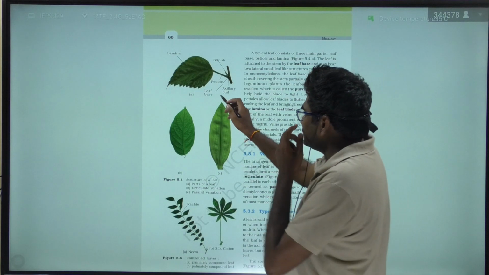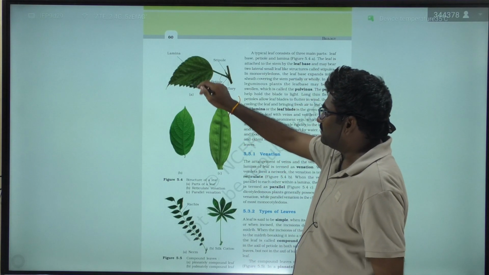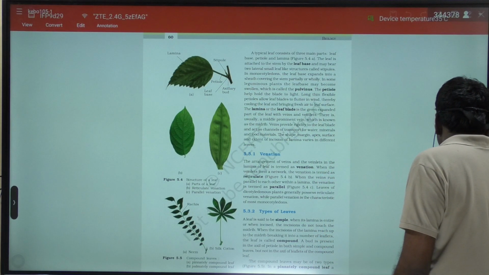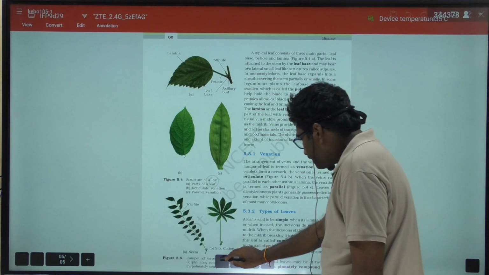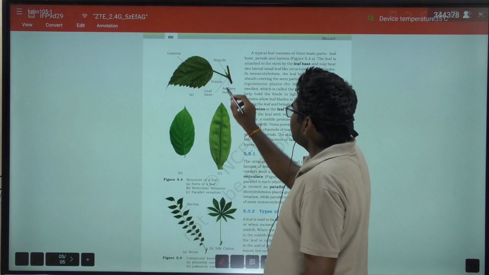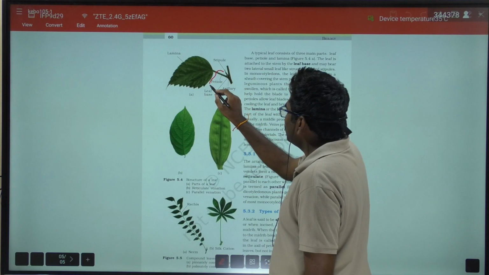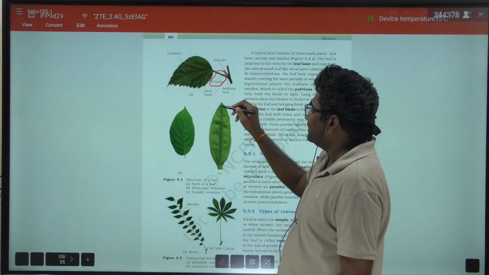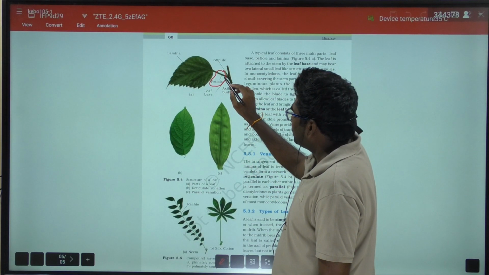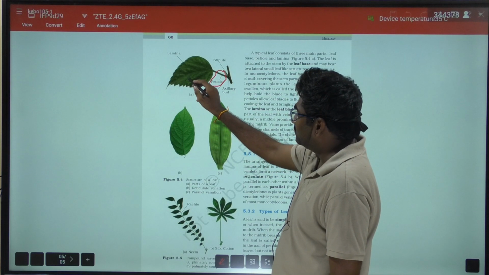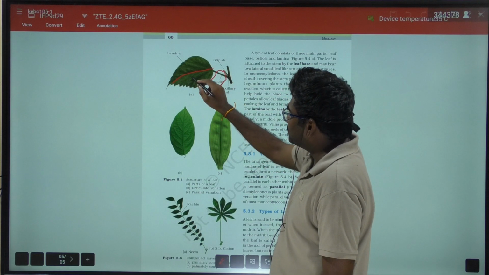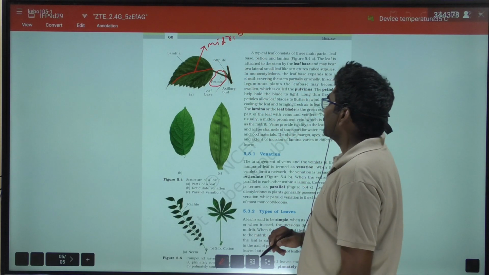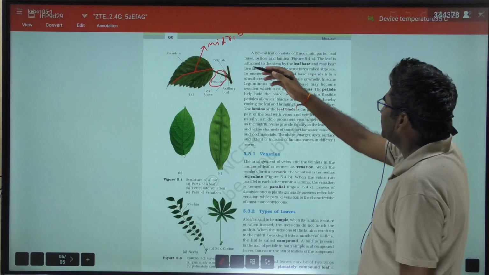If you look into the structure of leaf, we find a lamina, stipule. This part is known as the petiole, right? Axillary bud and leaf base. This is the leaf base, okay, and the lamina, midrib. Midrib is prominent. So a typical leaf consists of three main parts.